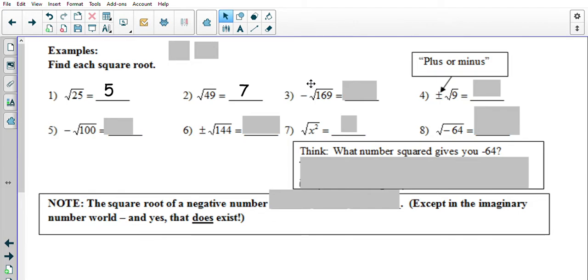Now I've got a negative outside the square root symbol. That's fine. What's the square root of 169? Meaning, what number when I multiply it by itself gets me 169? This one's a little harder. If you recognize that that's 13, you're correct. And then all I do is I put the negative sign in front of that 13. So it'll be negative 13.